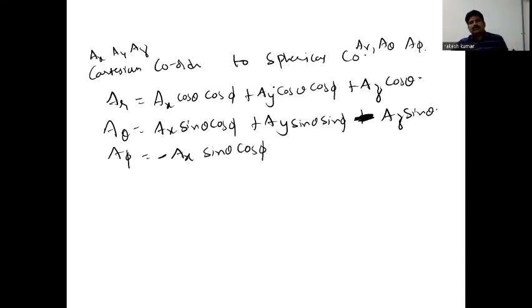Okay. So, in the Cartesian system, we have placed the current element along the Z axis. So only the Az component will be available. What about Ax and Ay?